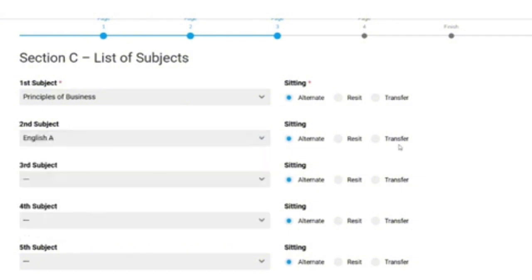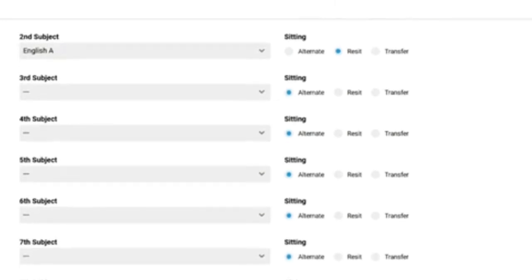Okay, if you're writing another subject, again, if you are a private candidate who writes paper 1, 2, and 3, press alternate. If you are reusing your SBA within 2 years after writing Form 5, resit. Okay, so then you will only write paper 1 and 2. So I hope that is as clear as crystal.